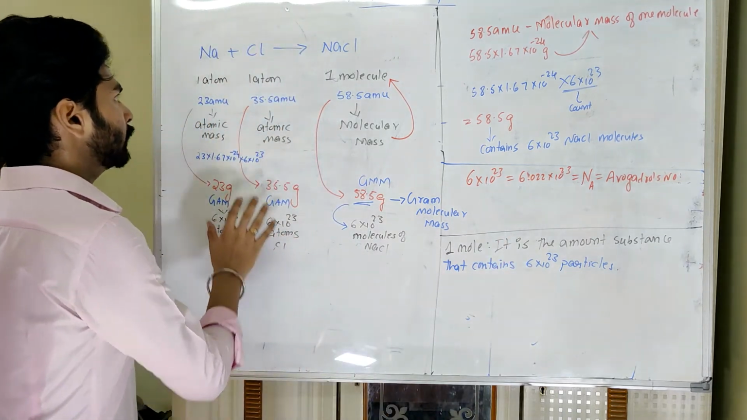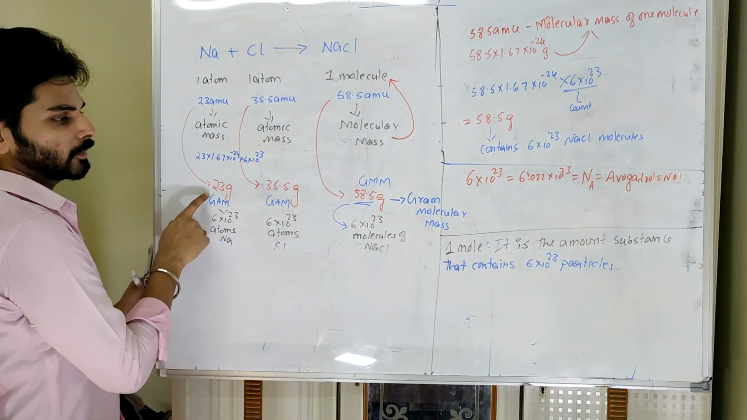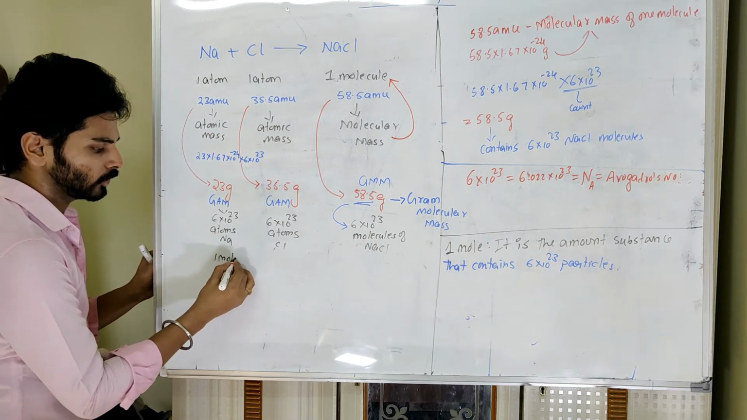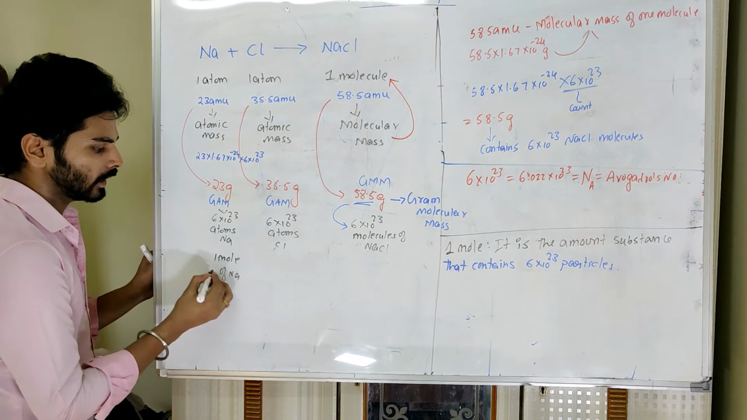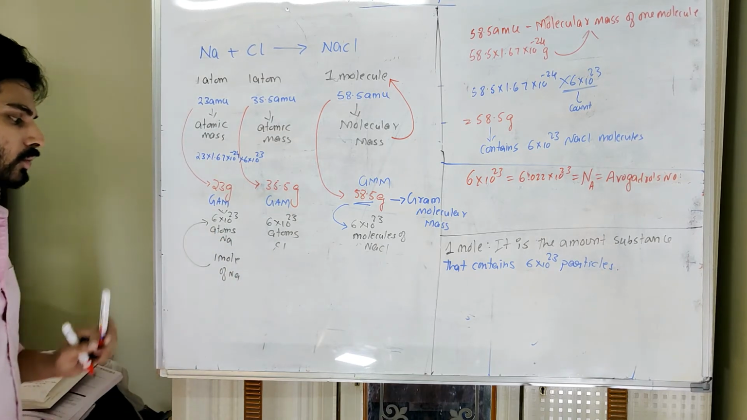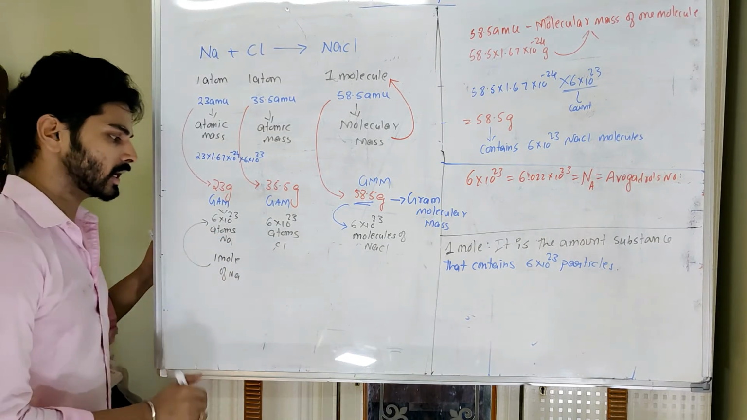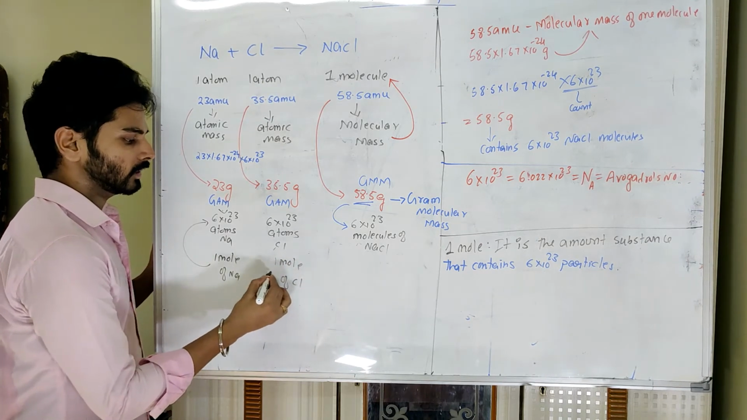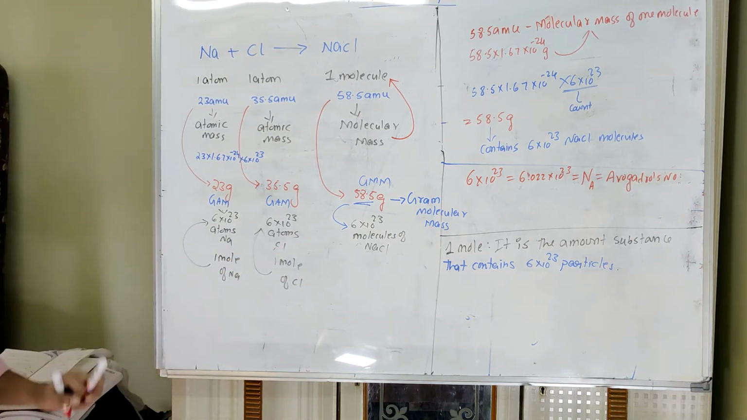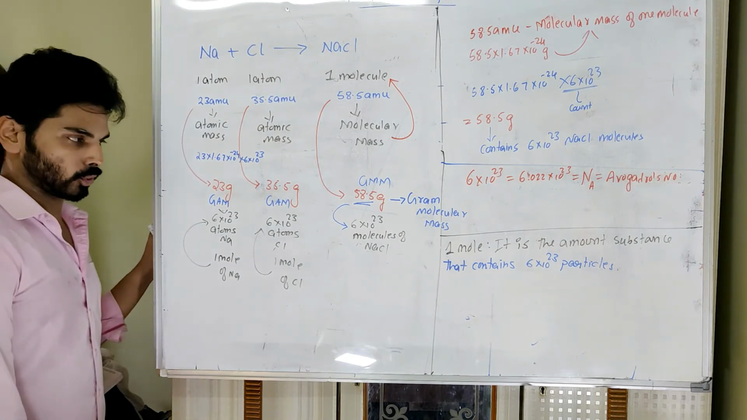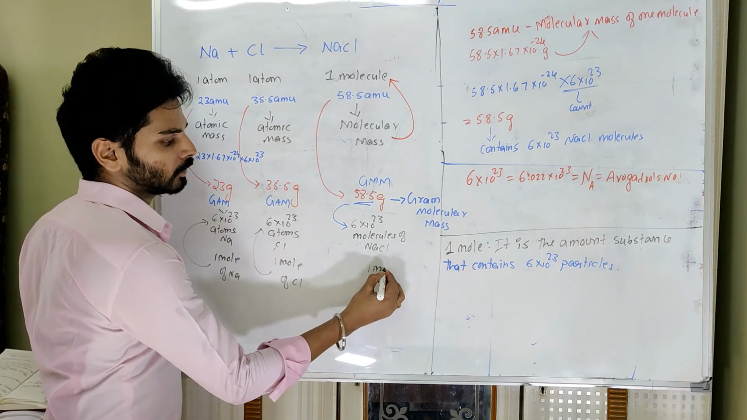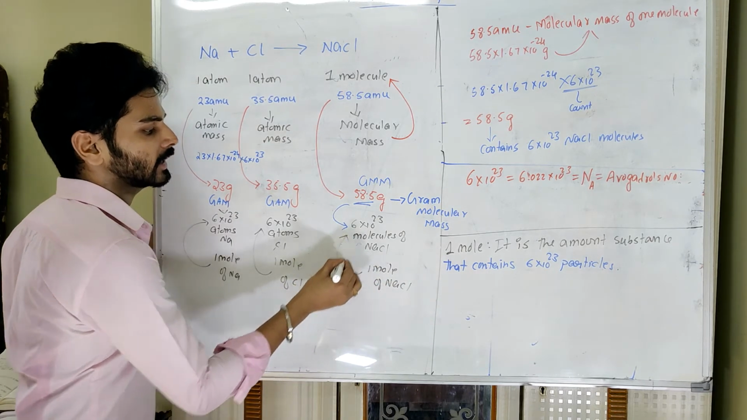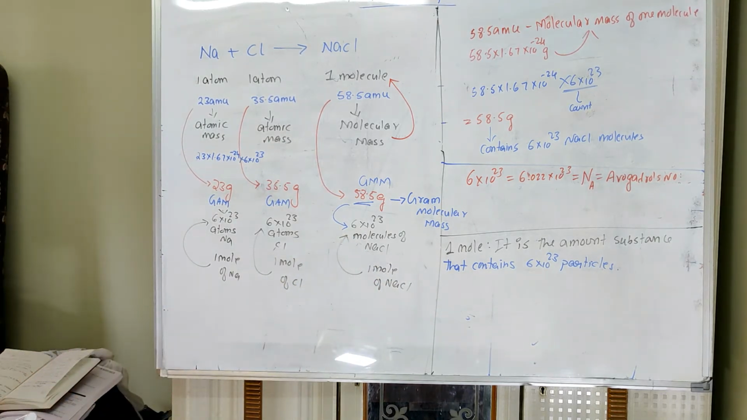If I am talking about an element, say 1 mole of sodium, then it must contain 6 into 10 raised to 23 atoms of sodium, because sodium is an element. Similarly, when I say 1 mole of chlorine, this must contain 6 into 10 raised to 23 atoms of chlorine. So here I am saying 1 mole of NaCl, sodium chloride, it must contain 6 into 10 raised to 23 molecules of NaCl.